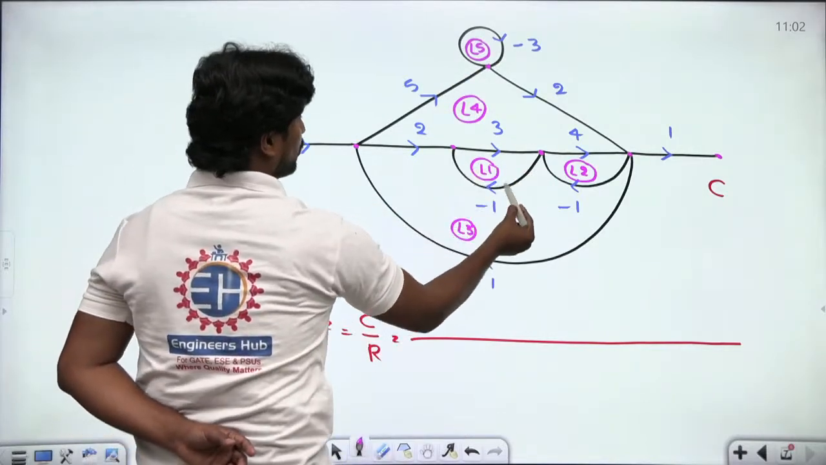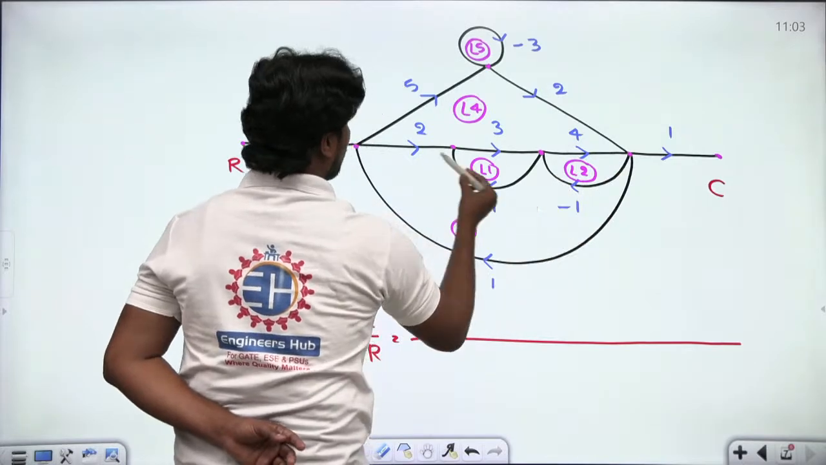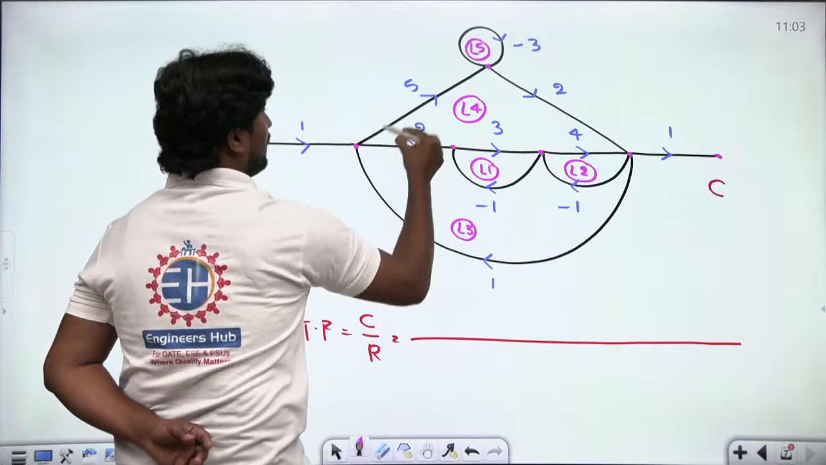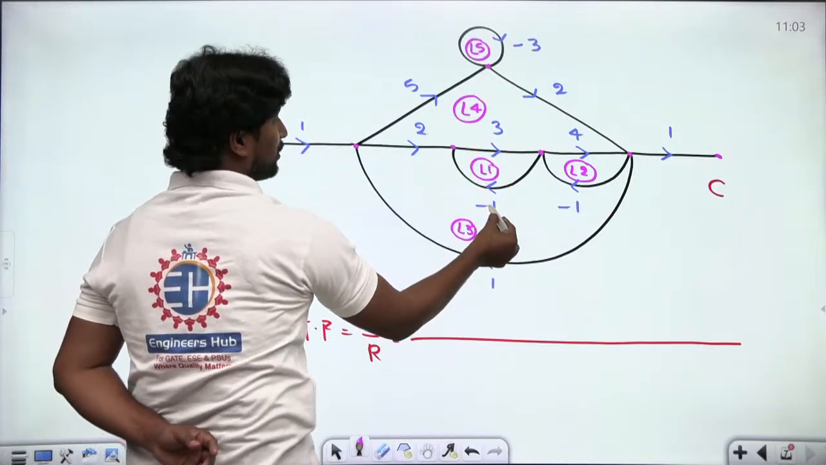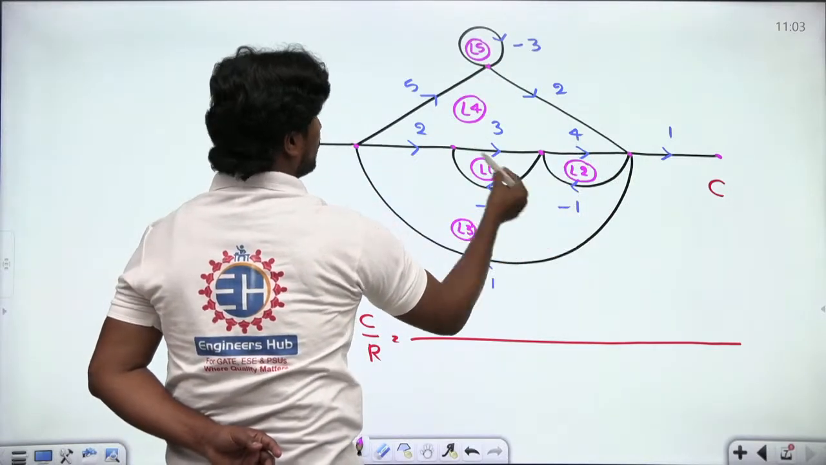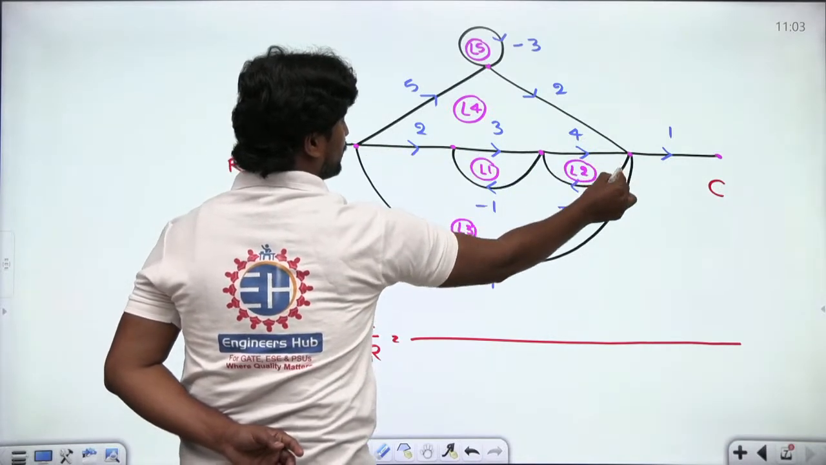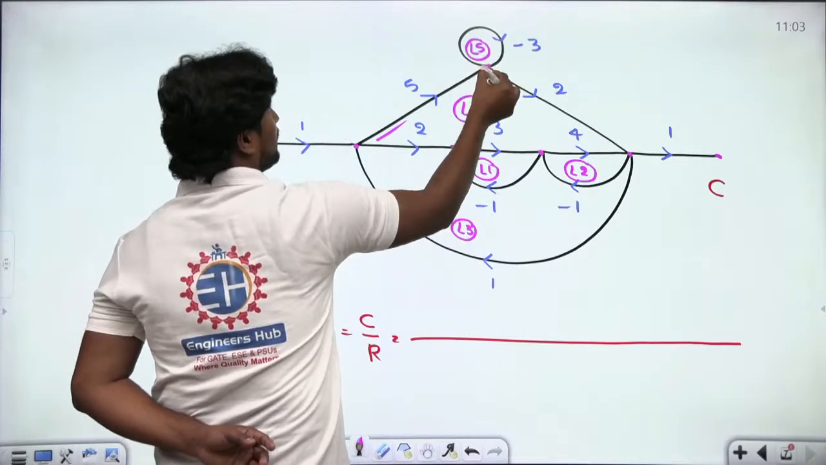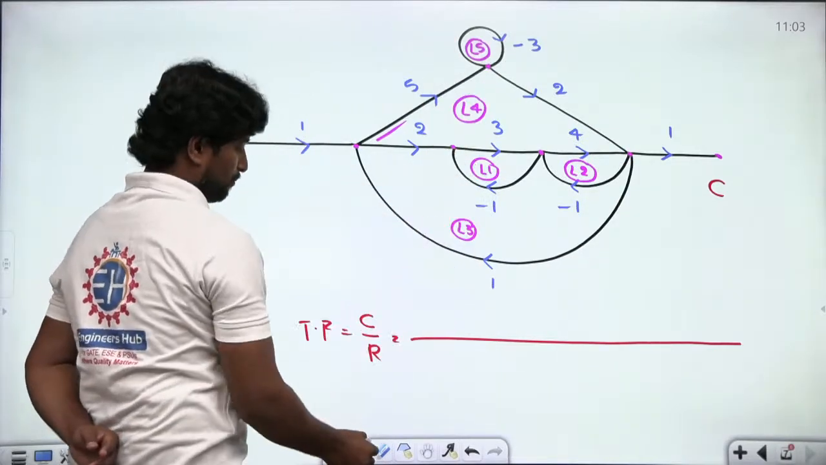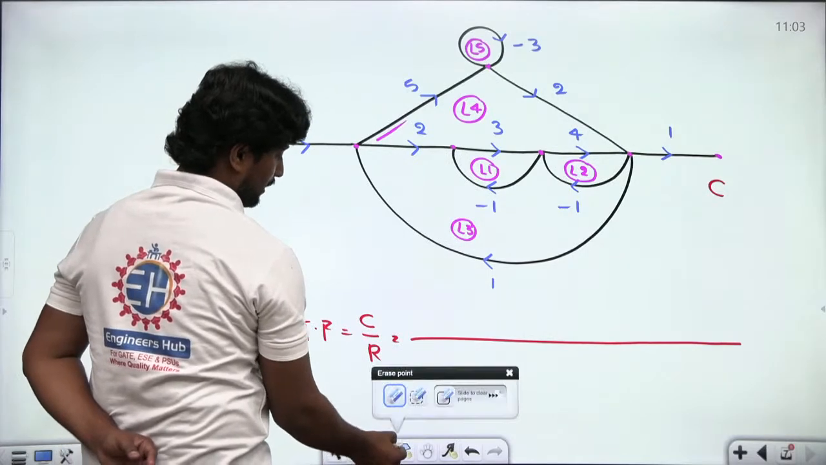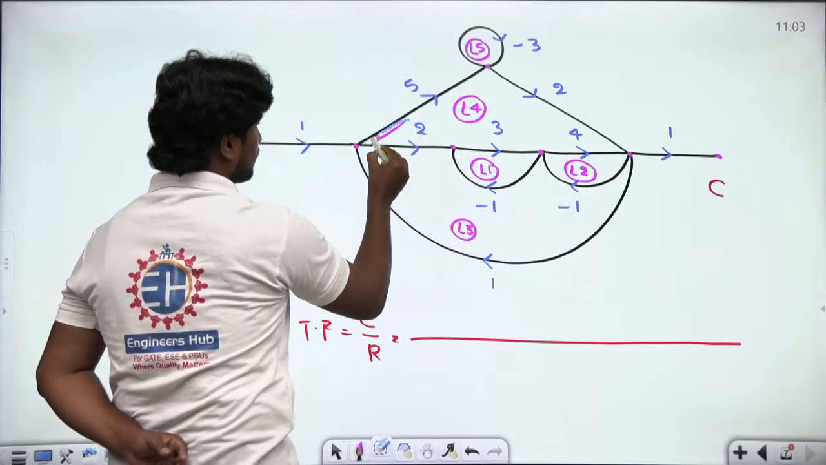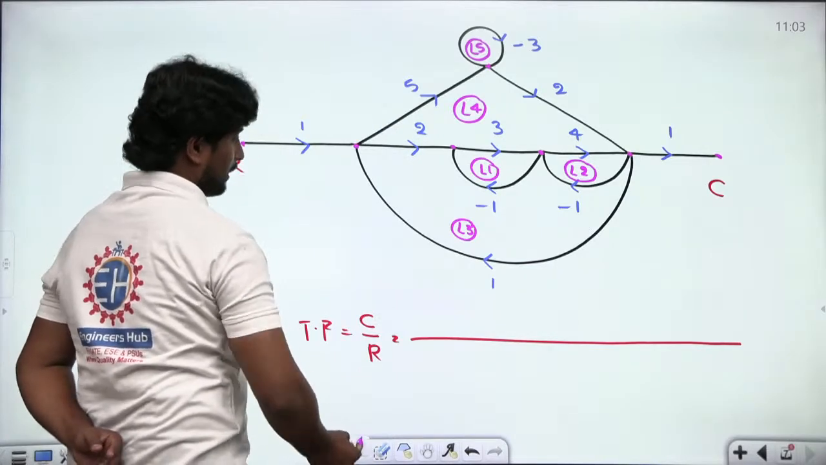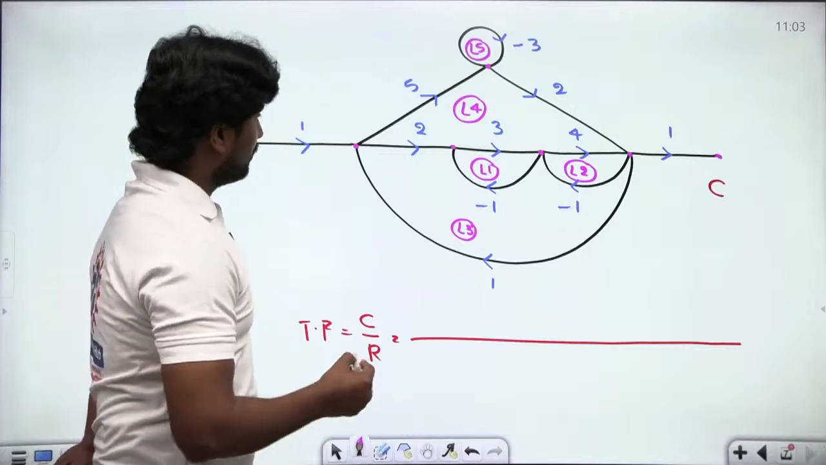See, this is one loop, and this is one loop, and this is one loop, and this is one loop, and this is one loop. 3 into minus 1 is one loop. 4 into minus 1 is one loop. 2 into 3 into 4 into 1 is one loop. 5 into 2 into 1 is one loop. And minus 3 is one loop. Clear, right? Now, how to get the answer?